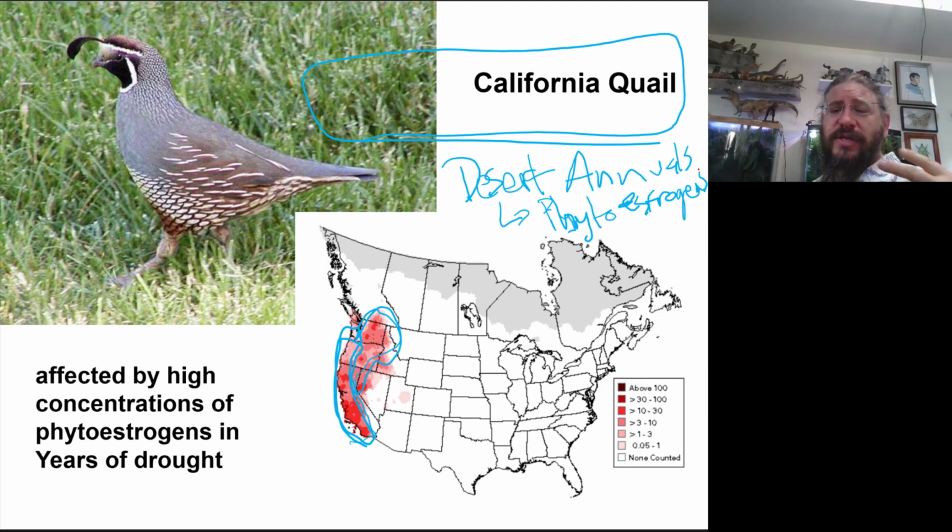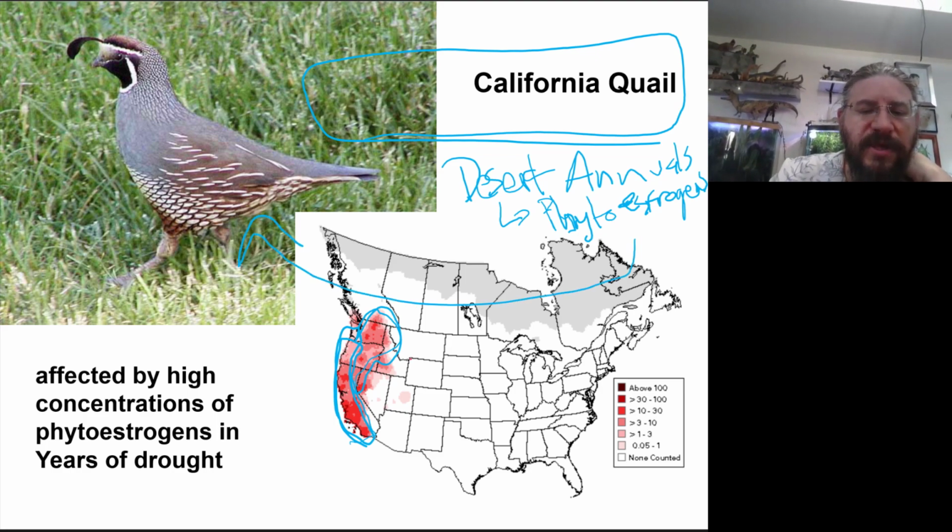And so if the quails are eating up these desert annuals that have a relatively delicate ecosystem here, and they are reproducing at California quail rates, in a drought, you could easily wipe out this stuff. But as it turns out, these desert annual phytoestrogens inhibit California quail reproduction.